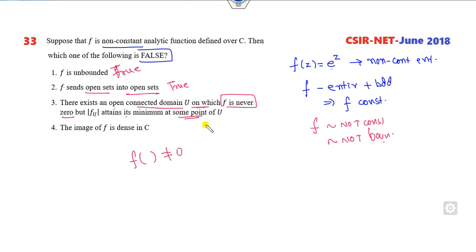Because what does the maximum modulus principle say, or the minimum modulus? If this is my minimum point or maximum point and it belongs to the domain, then the function is constant. But he said it's a non-constant function, so this is my false statement. Since only one correct option is there, the rest of the options are correct.